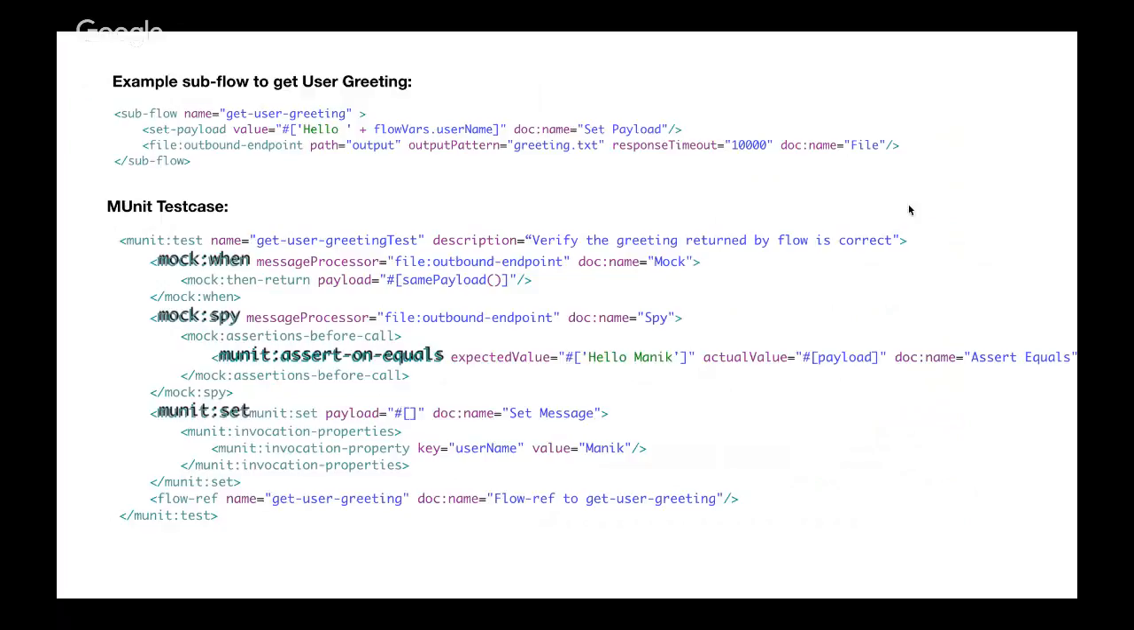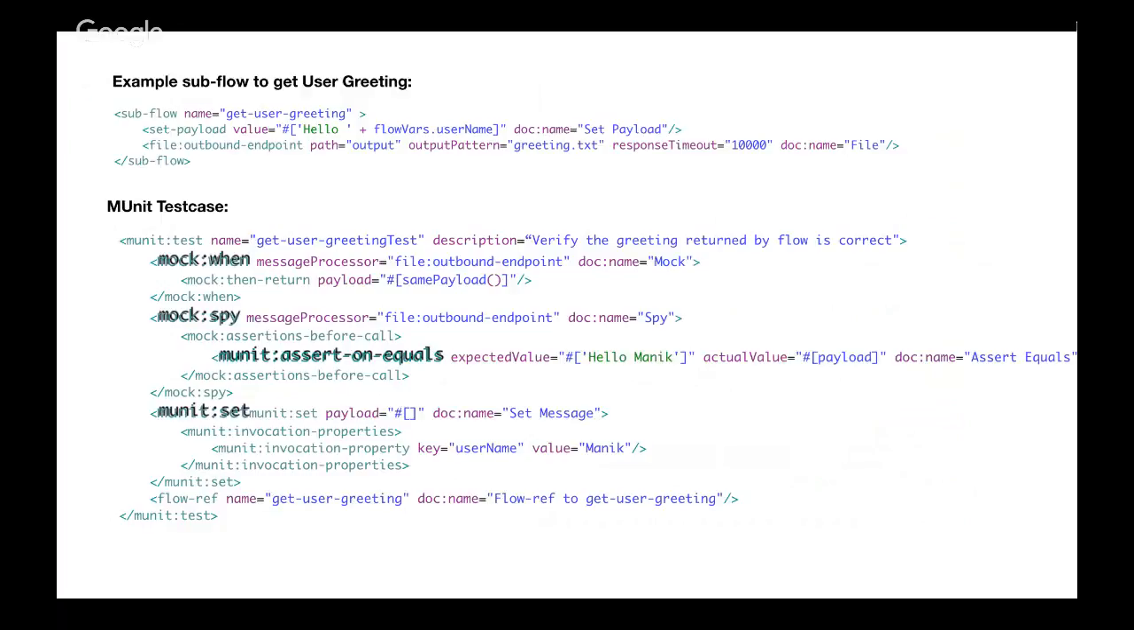So this is a sample flow, a sample subflow get user testing, where it's setting a payload and going to write that to an outbound endpoint. This is an example of an MUnit test case, where I have highlighted a few things. Mock when: we are mocking the file outbound endpoint, and instead of really writing the file, when your test case executes and reaches that particular file outbound endpoint, it is going to return the same payload that is in your flow, instead of really calling the file outbound endpoint to write your file. Same thing for mock spy, where you are spying on it.